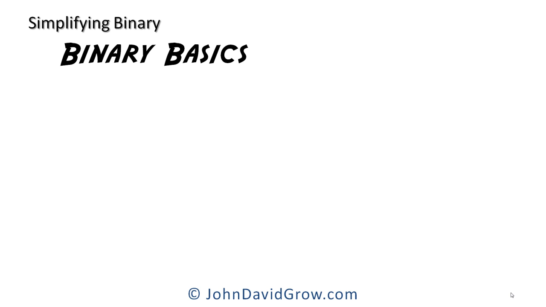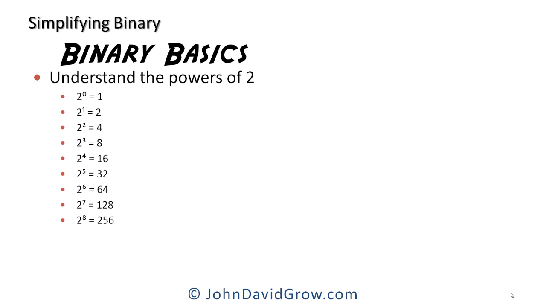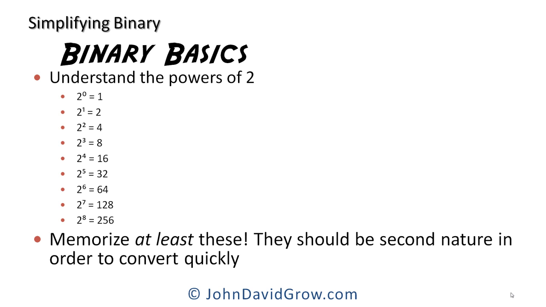Now, to do the conversion process, you have to understand the math behind it. And if you have a good understanding of the powers of 2, you can pretty much do any binary conversion. 2 to the 0 equals 1. 2 to the 1 equals 2. 2 to the 2 equals 4, and so on. And if you memorize at least these and make them second nature to you, you'll be able to do any conversion very quickly.